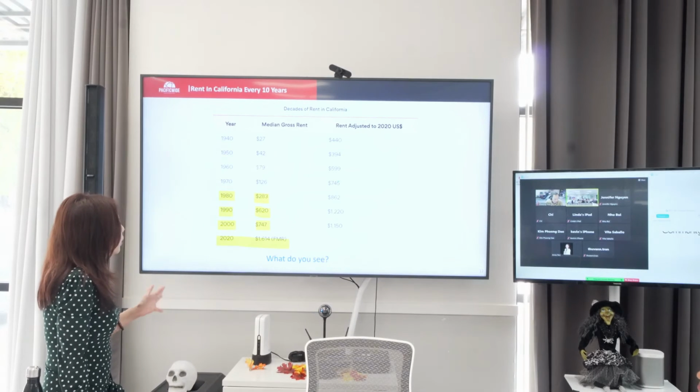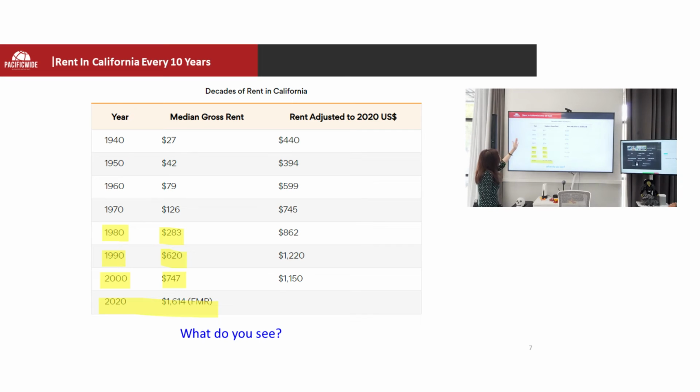So, look into the rent. Rent in California every 10 years. I don't have rent in other states, but you can look it up. But this is from California. Every 10 years, I'm looking at the last four, from 1980 to 1990, the rent goes from $283 to $620. So it more than doubled, okay? And then from 2000 to 2020, the rent goes from $747 to $1,614. FMR means fair market rent.